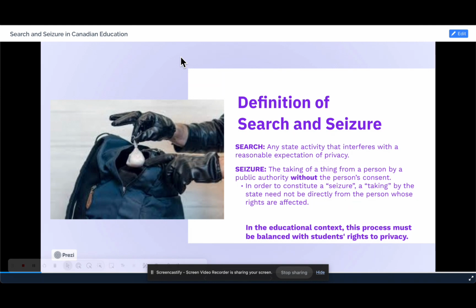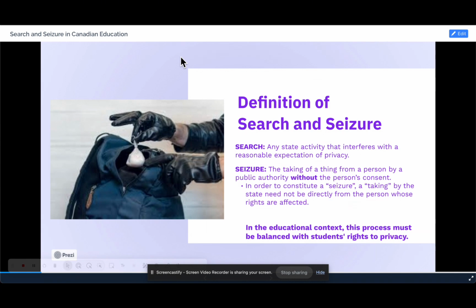Seizure is the taking of a thing from a person by a public authority like government or police without the person's consent. This can include a physical item like your phone or a bag, or even information like a password. A taking by a public authority does not need to be directly from the person whose rights are being affected. So an example of this would be a medical professional taking a blood sample for some sort of medical reason and then handing that sample over to the police without the patient's consent. This is considered a seizure.